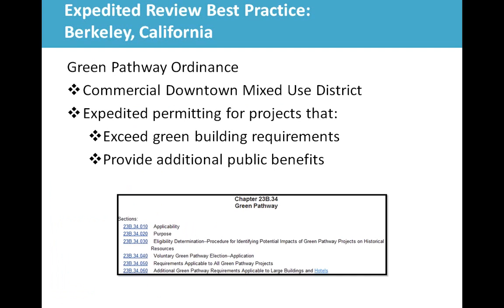Under the Green Pathway Ordinance, development projects qualified for expedited review if they exceed CDMU green building requirements and provide additional public benefits. For example, qualified projects must not impact historical resources, must provide affordable housing, and must comply with street wall facade standards that enhance the pedestrian realm, among other requirements.